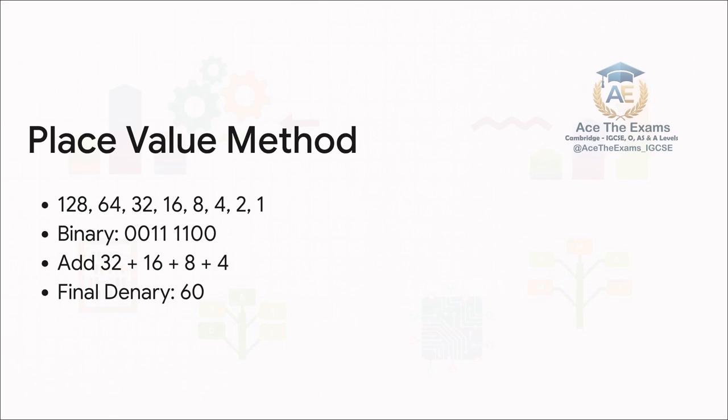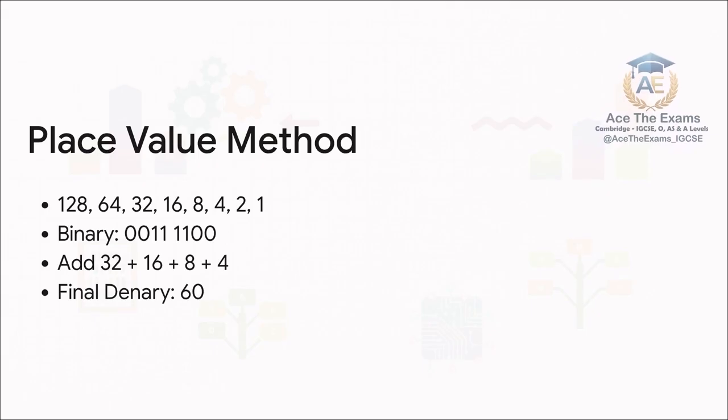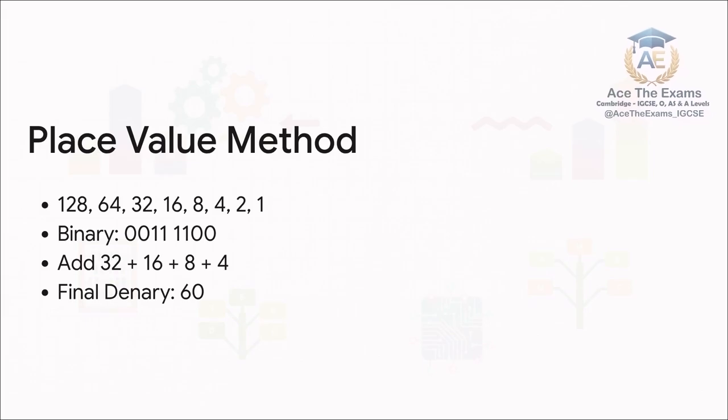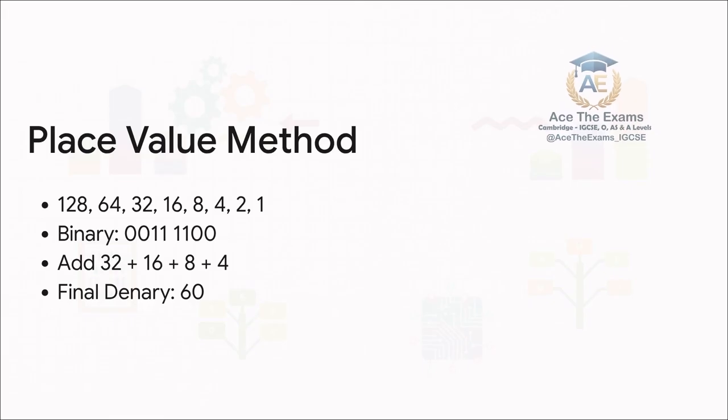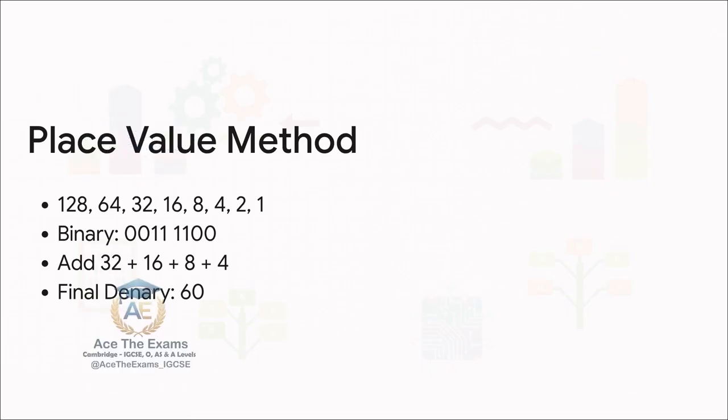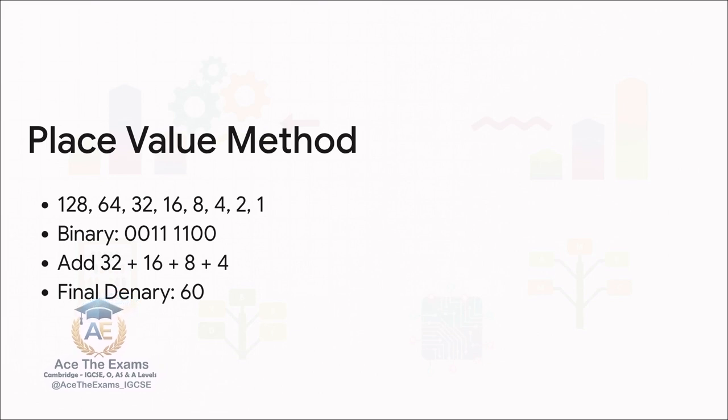We take our byte, 00111100. We lay it under our place values, 128, 64, 32, 16, 8, 4, 2, and 1. We have ones turned on under the 32, 16, 8, and 4. Now, simply add those up. 32 plus 16 is 48, plus 8 is 56, plus 4 is exactly 60. So hex 3C equals Denary 60. And the best part? You've shown every single step, leaving absolutely zero doubt for the examiner.